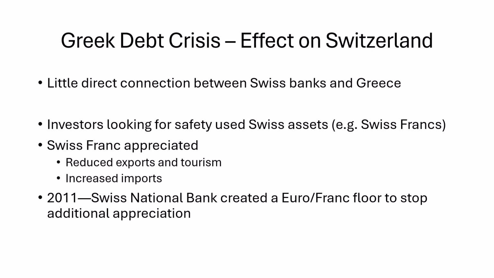To try to combat this, the Swiss National Bank created a euro franc floor to stop additional appreciation. Basically, they created their own form of devalued currency, which is something you can only get away with if you have a currency of your own.